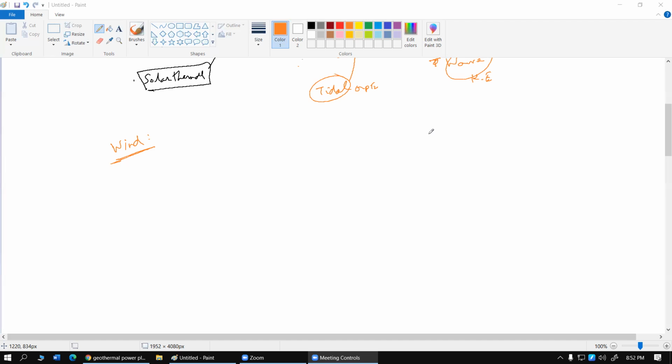So, let me put it in a different way. Electrical energy basically is the flow of charge. Whenever charges are flowing, they flow from high potential to low potential.